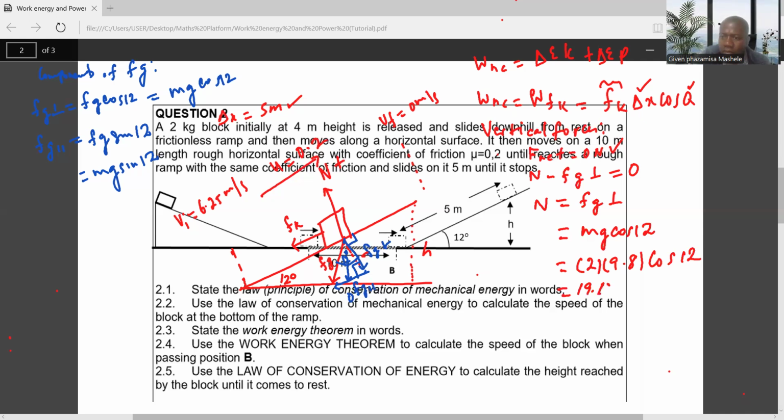19.17 Newton. But we want frictional force, so this will be Fk, it's mu k times normal. What is the mu? 0.2. Normal, we know it's 19.17. So we're going to say 19.17 multiplied by 0.2. This will give us 3.83 Newton. Now we know the frictional force that is acting there.